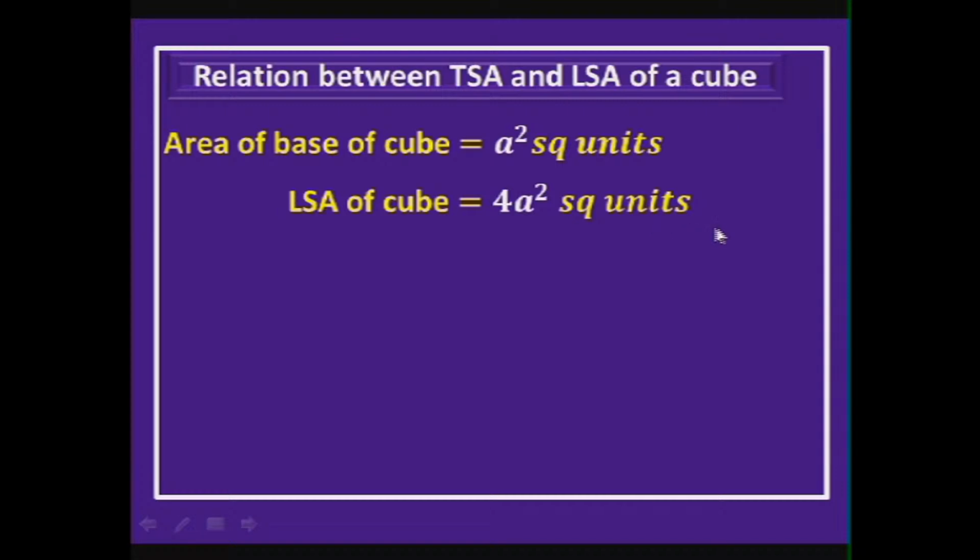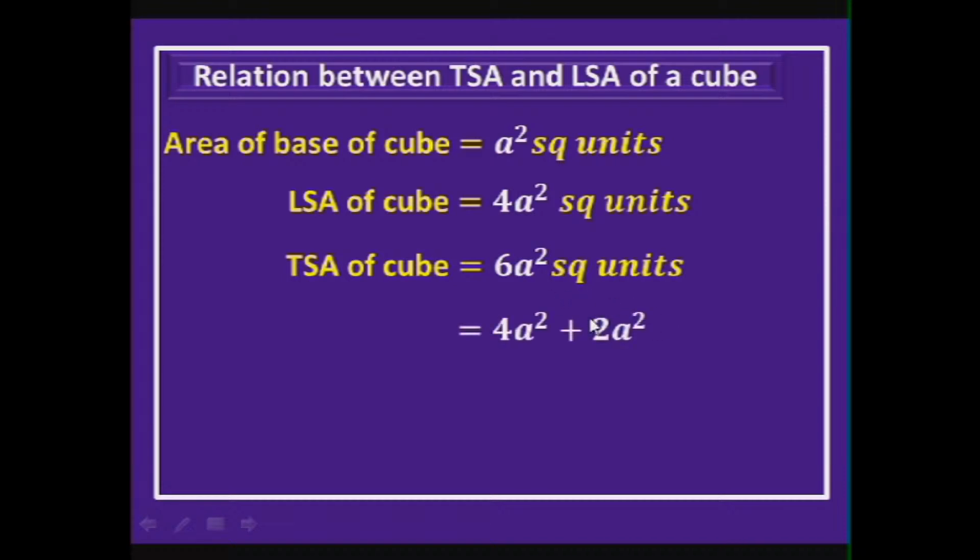Yes, 4a square square units. And we have also learned the total surface area of a cube is 6a square square units. Now, I can write this 6a square as 4a square plus 2a square, isn't it, children? Because when we add these two, we get back 6a square. But why are we writing this way?